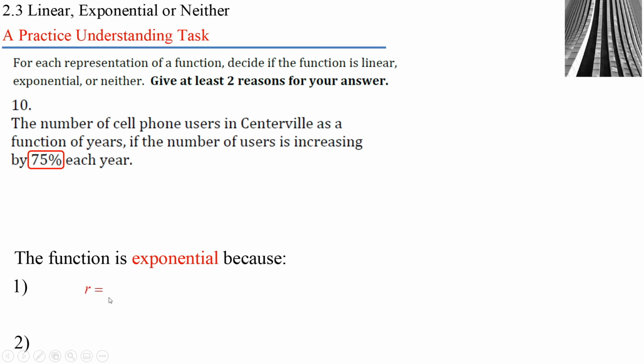The function then is exponential because, well, if I am increasing by 75% every year, then I have a common ratio. And that ratio, now be careful here, a lot of people will say that would be 0.75, but that would be actually exponential decay. If I'm increasing by 75%, then my common ratio is 1.75. The 1 represents 100% of the users, and the 0.75 represents my increase, 1.75. Okay? Now, part 2.